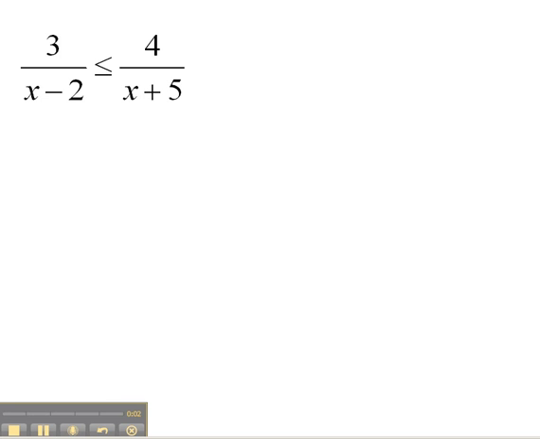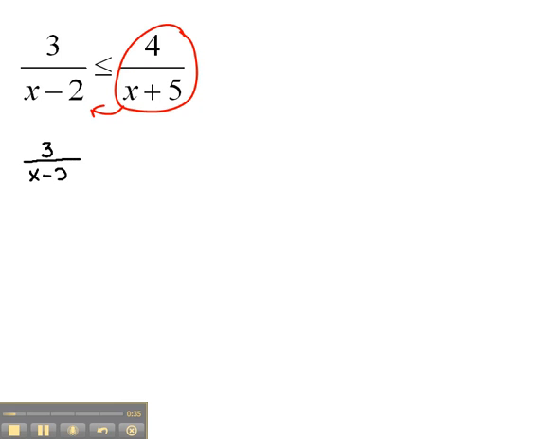Okay, now we come to our last example in this section, and it is again a little bit more involved. We're stepping up each time. So here we have 3 over x minus 2 is less than or equal to 4 over x plus 5. Now we do not have our condition of a single fraction or a single rational compared to 0. So the first thing we're going to have to do is to move this 4 over x plus 5 over to the other side. So that will give us 3 over x minus 2 minus 4 over x plus 5 less than or equal to 0.